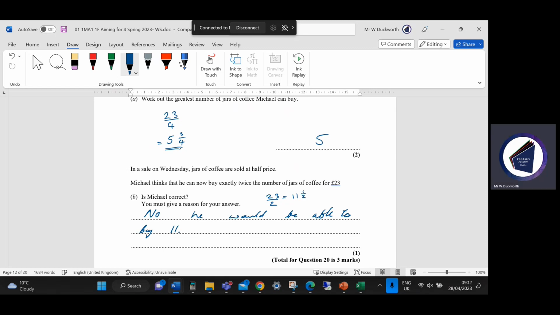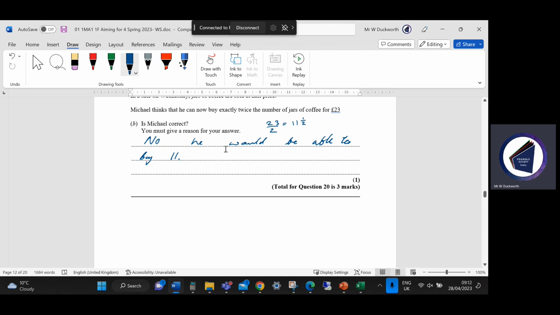You could have also said that if we double 3/4, we would get a number bigger than 1. That would be acceptable as well. Or 0.75 times by 2 is 1.5. So the leftover money, he'd be able to buy an extra 1 out of.